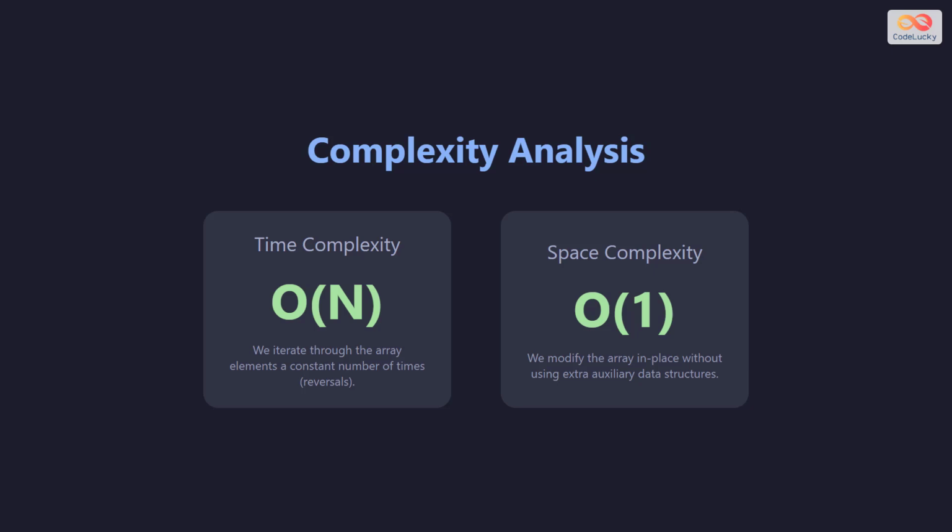Finally, let's analyze the performance. The time complexity is order n because we iterate over the array elements a constant number of times. The space complexity is order 1 because we are rearranging elements in place without allocating new memory.